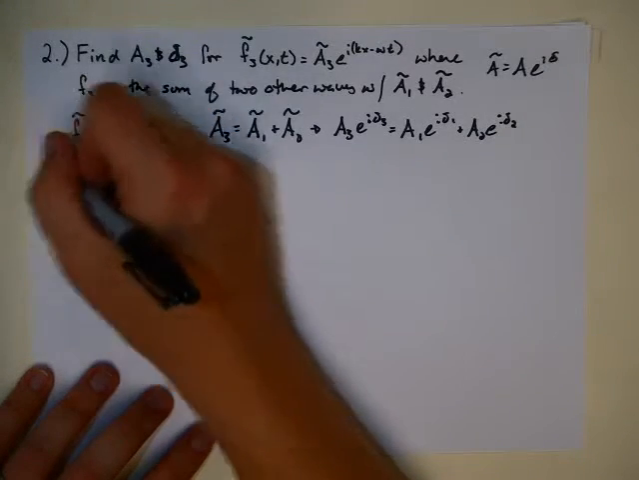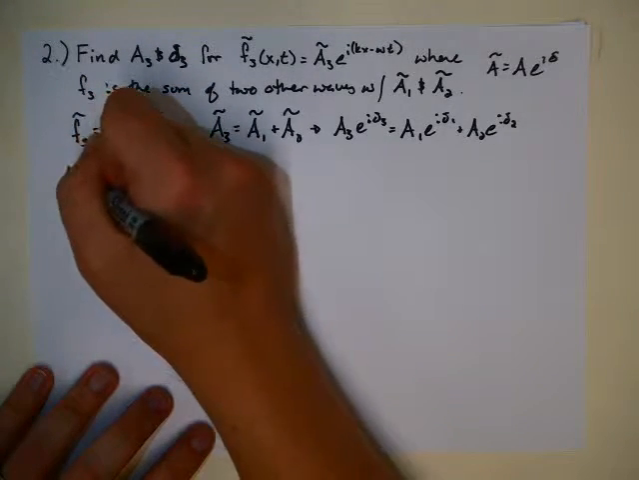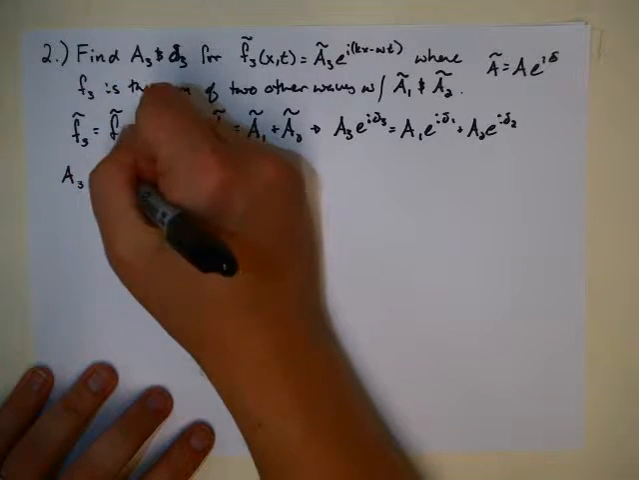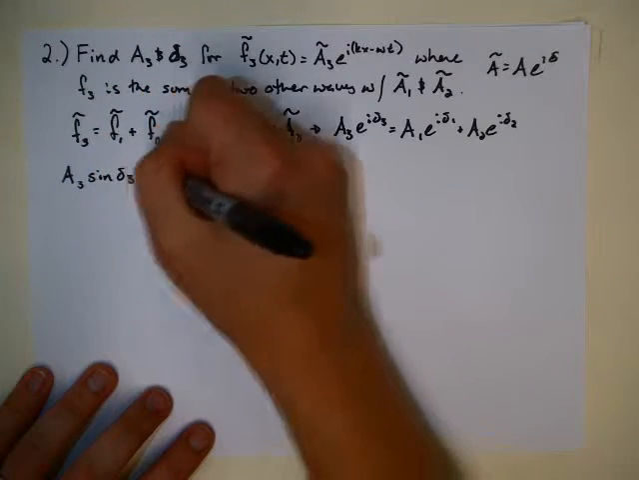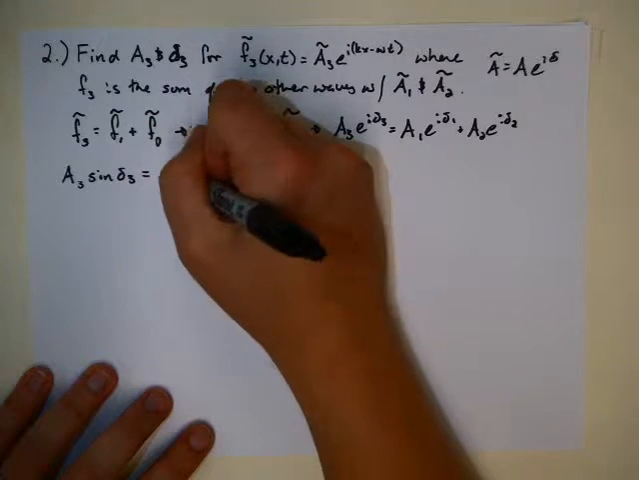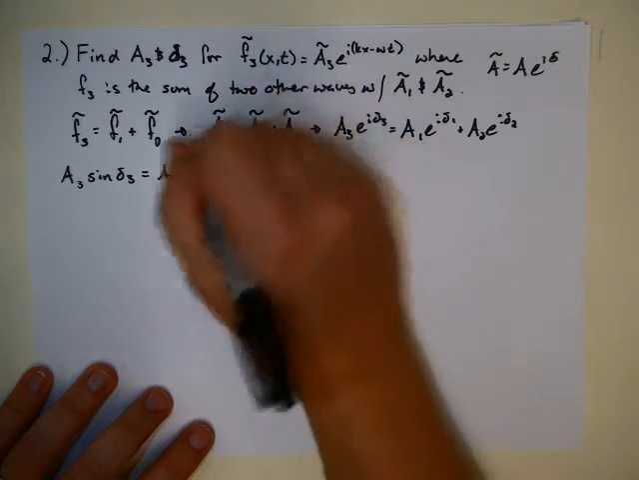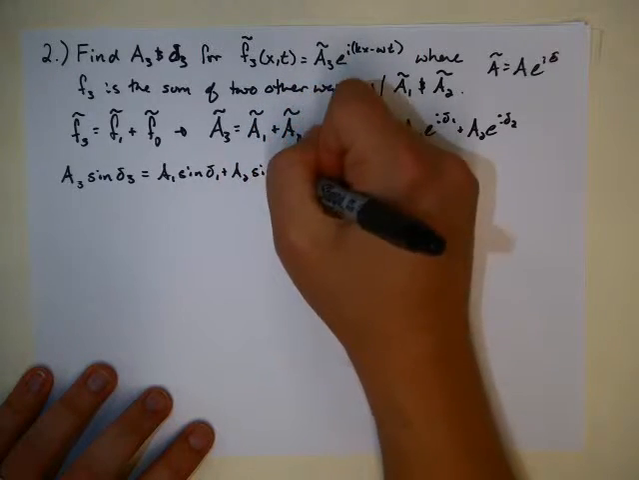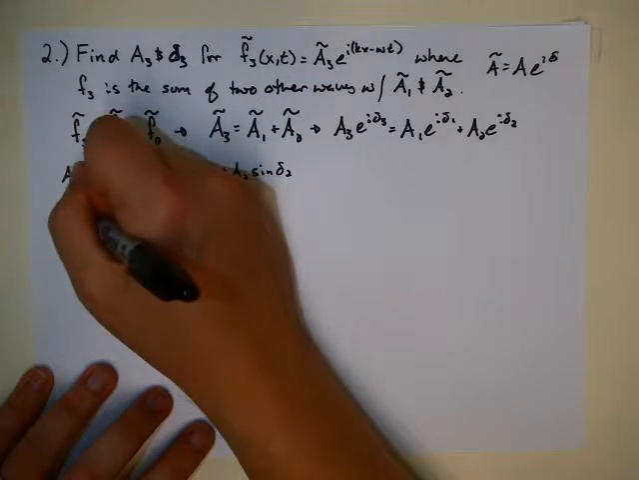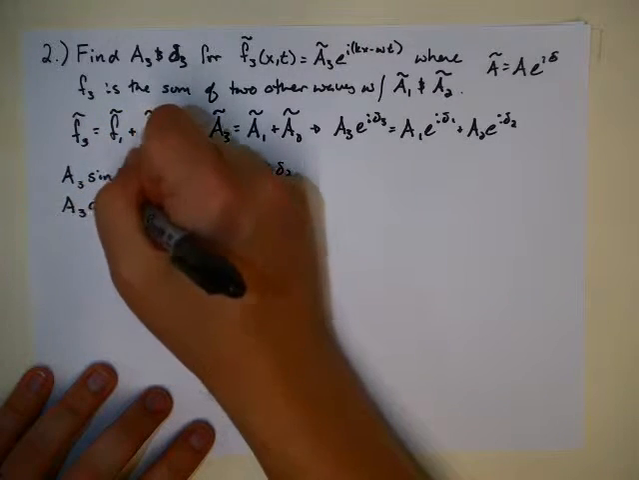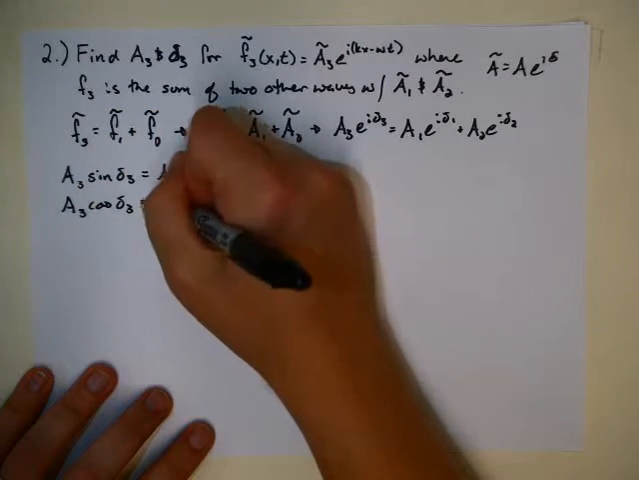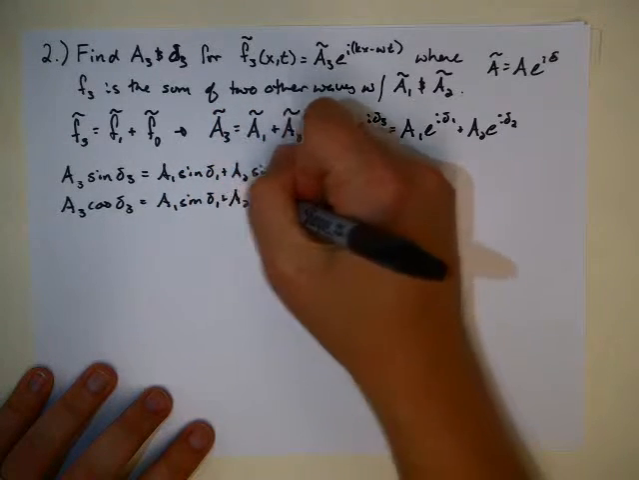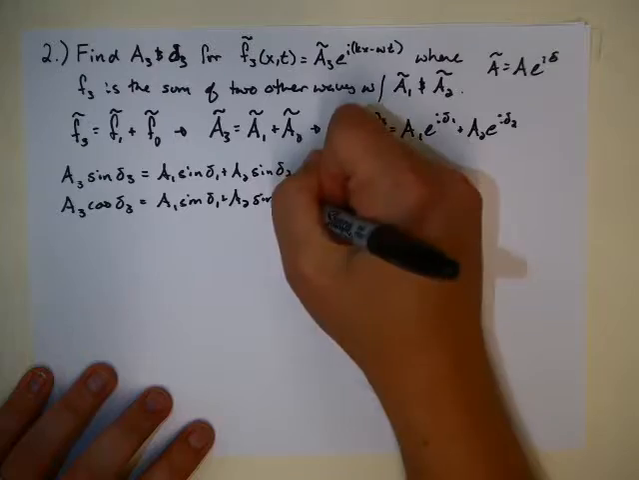And so I'll do the imaginary first. A3 times the sine of delta 3 is equal to A1 times the sine of delta 1 plus A2 times the sine of delta 2, and A3 cosine of delta 3 is of course equal to A1 cosine of delta 1 plus A2 cosine of delta 2.